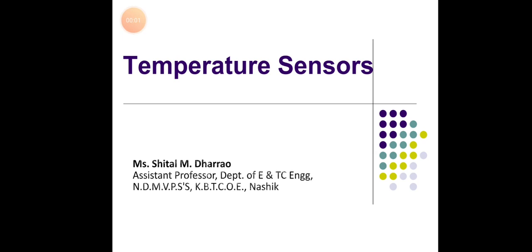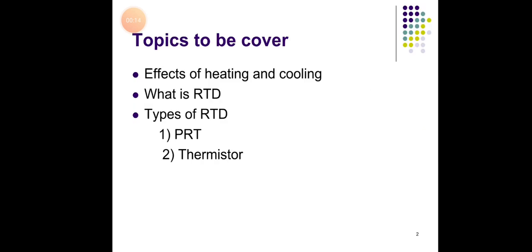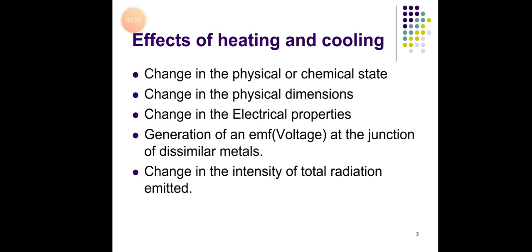Hello students, in the previous video we have seen what is a sensor, the block diagram of a basic instrumentation system, classification of sensors and motion sensors. Hope all doubts are clear in the previous video. Now we will see the effect of heating and cooling, what is RTD, types of RTD, which are PRT and thermistor, their principle of operation, advantages, disadvantages and their applications.